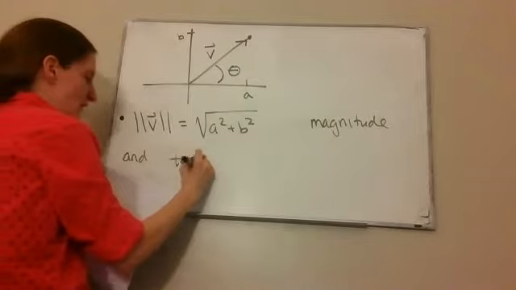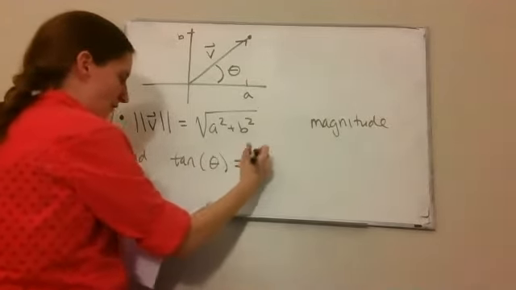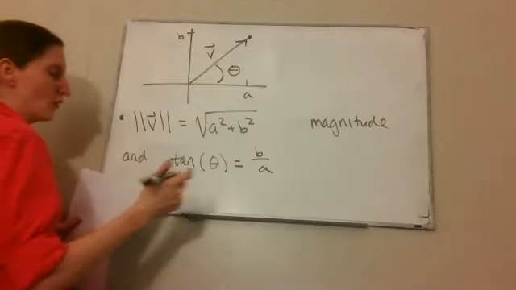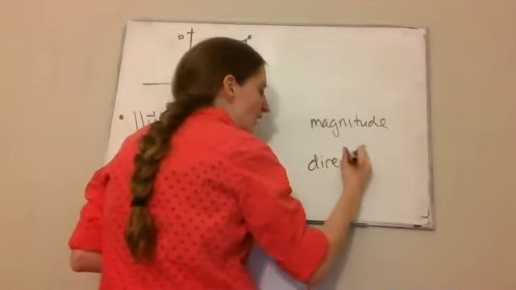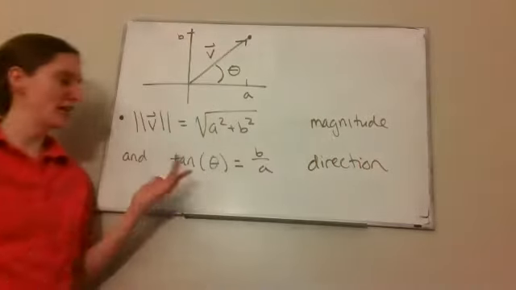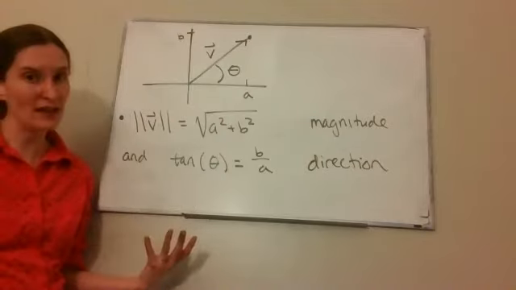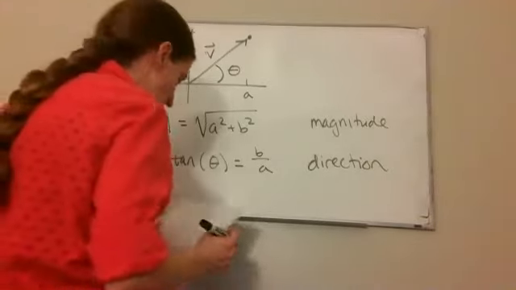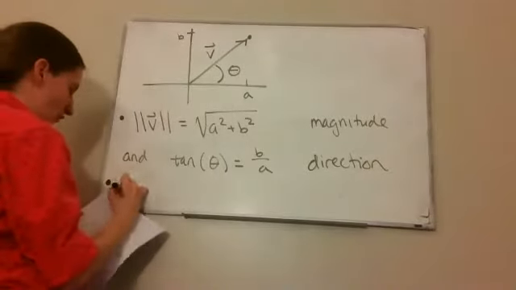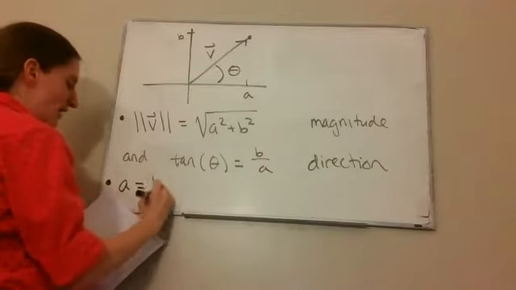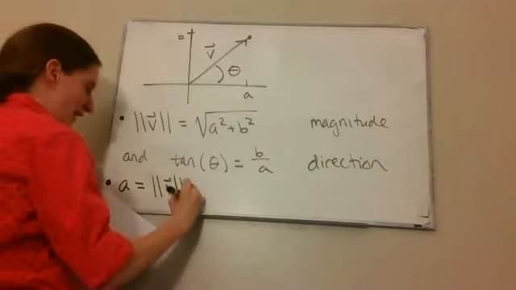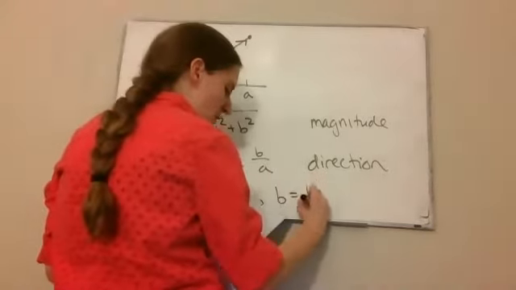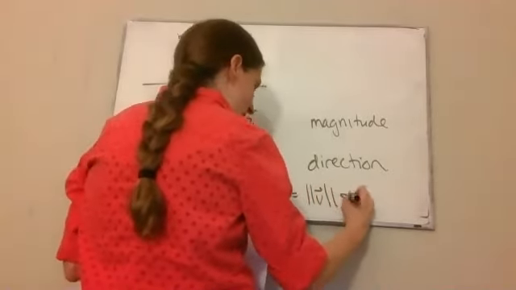And if we use tangent of theta, we would get b over a. That helps us get the direction of our vector. So I can solve tangent theta equals b over a for theta, and that will tell me the angle that gives me the direction of my vector v. I also have, using trigonometry, that a is equal to the magnitude of v times cosine of theta, and b equals the magnitude of v times sine of theta.